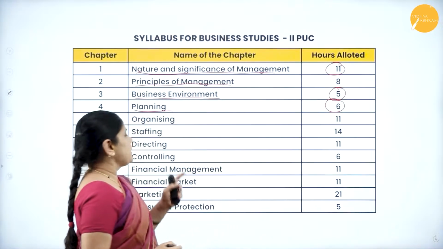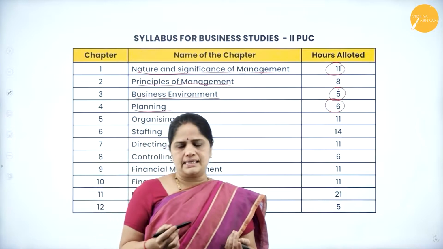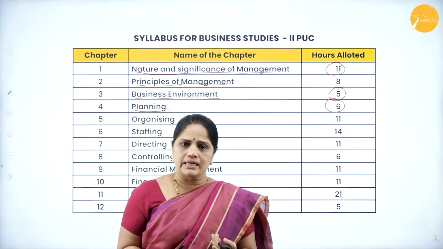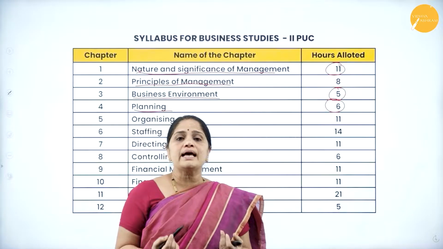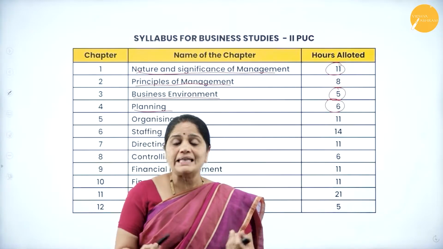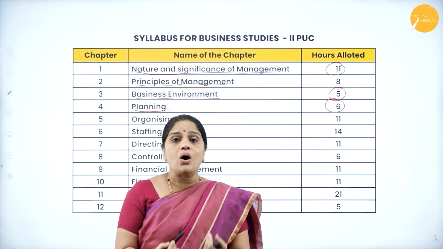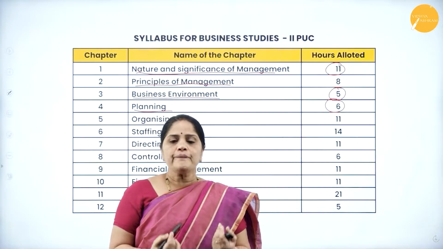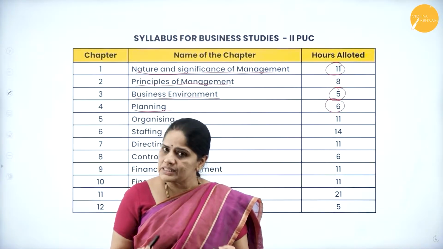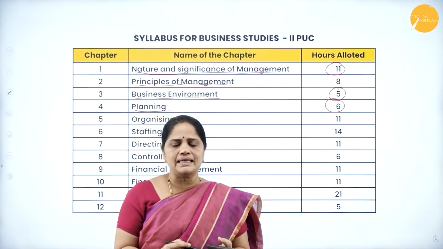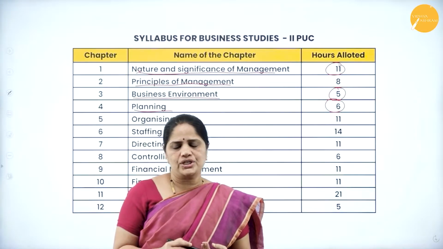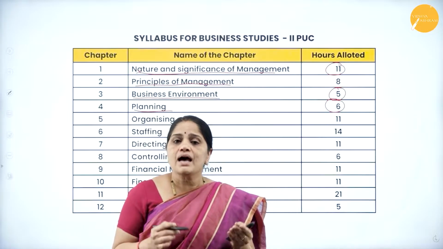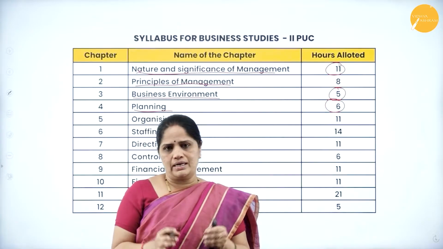Then, the next chapter comes to organizing. Now, what do you mean by organizing? How do you organize a business? What are the various things you need for organizing a business? The 4 M's of business, as you all know: men, money, materials and machinery. All these things contribute to an organization.